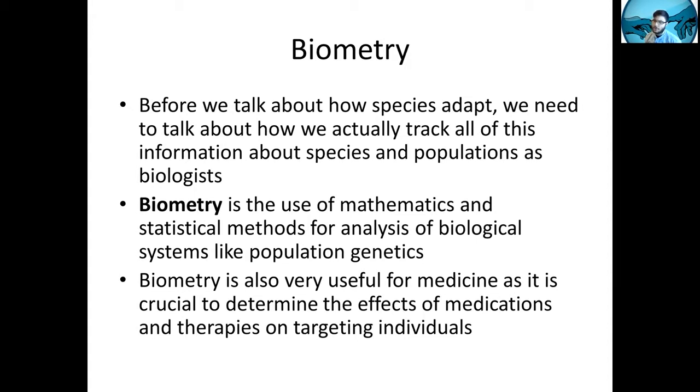However, biometry is used for a lot more than just population genetics. It's also very useful for medicine. It's very important to determine the effects of medication and therapies on targeting individuals. So all of the studies for new drugs, new therapies, new treatment methods, all of that uses a lot of statistics and mathematics to determine: is it better than what we currently have? Is it statistically significant, and all of that, right?